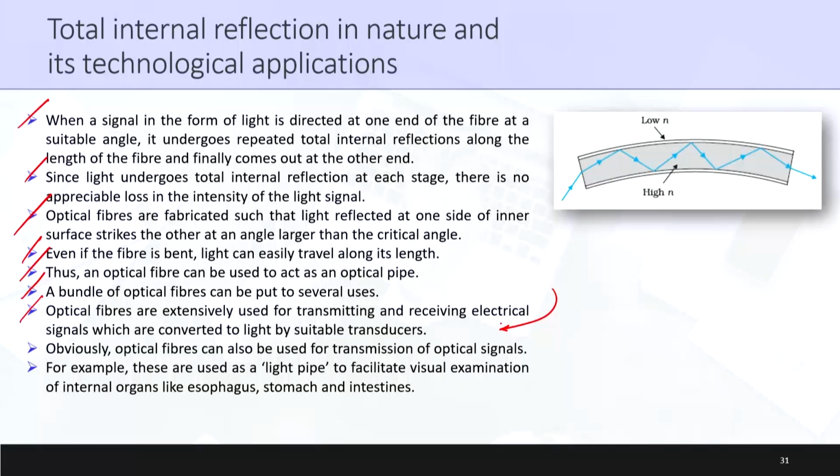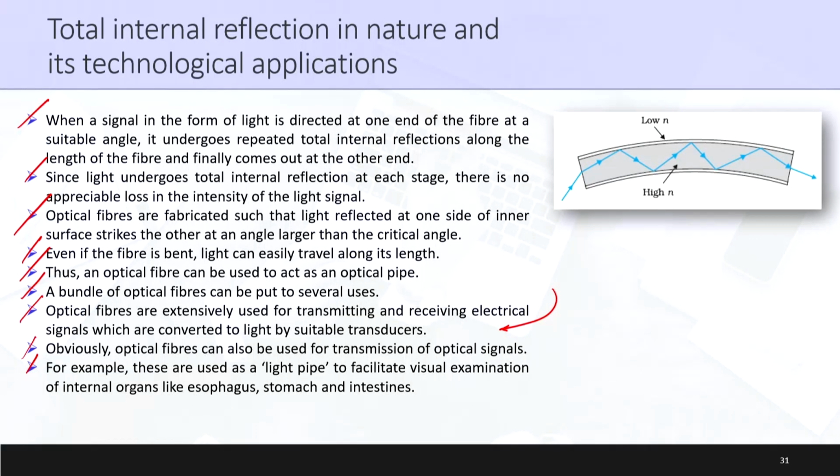Next, obviously optical fibers can also be used for transmission of optical signals. For example, these are used as light pipes to facilitate visual examination of internal organs like esophagus, stomach and intestine. So, basically a light pipe is put through your mouth and that is used for the visual inspection of your esophagus, stomach and intestine. So, this is the basic explanation of total internal reflection. First explanation was the prism, second application was optical fibers. So, let me stop it here only. I will move on with the further discussion in the next class.